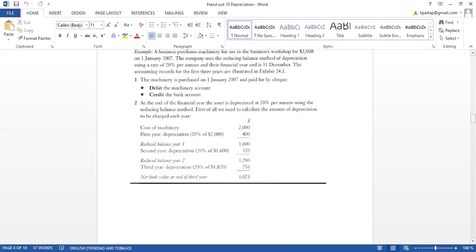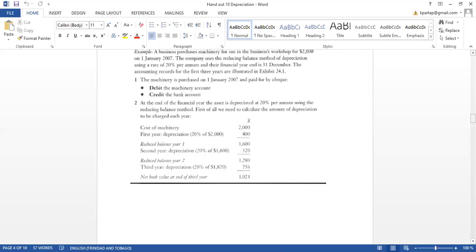So the cost of the machinery was 2,000. In the first year, 20% of 2,000, we have $400. So the reduced balance now, when we minus 400 from 2,000, will be $1,600. So in year 2 now, we need to calculate 20% of the $1,600, which will be $320. We minus the $320 from the $1,600.